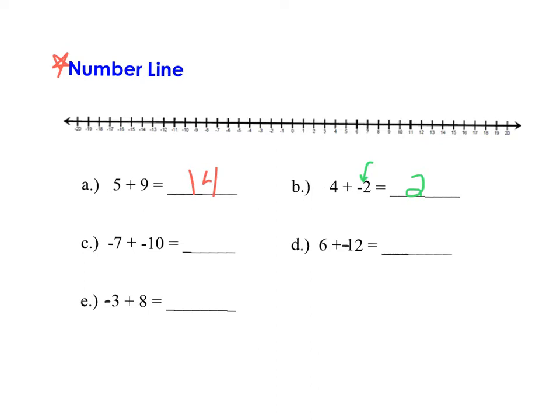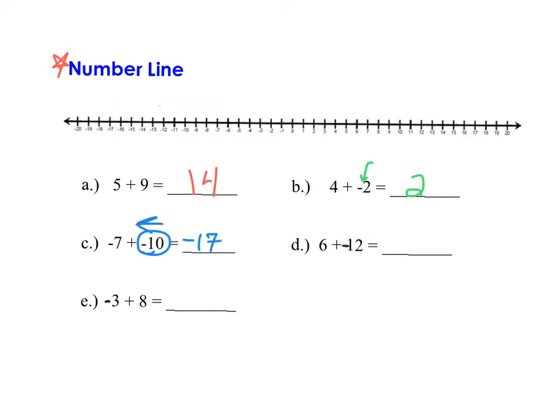All right, if we look at the next one, we have negative 7, so we're starting here. We're going to move 10 in the negative direction. We're going to move to the left because those are towards the more negative numbers. So we move 1, 2, 3, 4, 5, 6, 7, 8, 9, 10. We end up right here at negative 17.